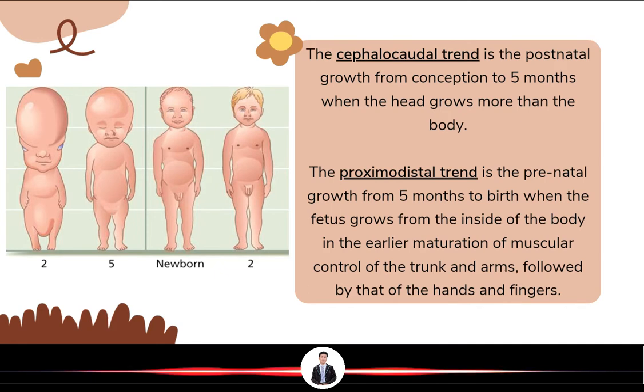The cephalocaudal trend is the postnatal growth from conception to 5 months, when the head grows more than the body. The proximodistal trend is the prenatal growth from 5 months to birth, when the fetus grows from the inside of the body, with the earlier maturation of muscular control of the trunk and arms, followed by that of the hands.